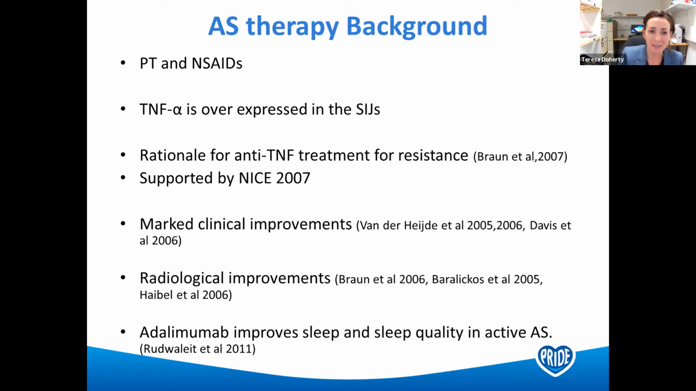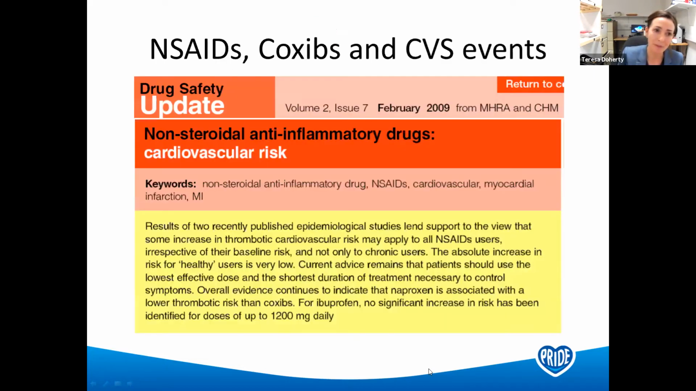Treatment is for cases that need quite a lot of NSAIDs or COX-2 inhibitors. There are marked clinical improvements. We've been using them in the NHS since the mid-90s. There are radiological improvements, and there are improvements in quality of life and sleep.